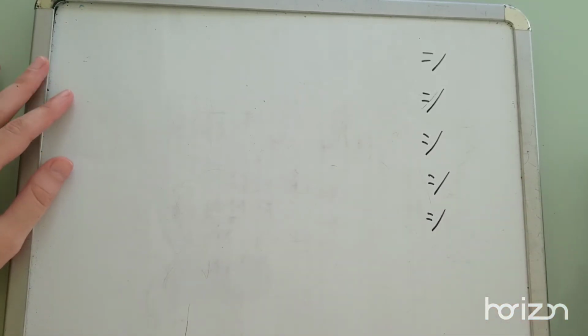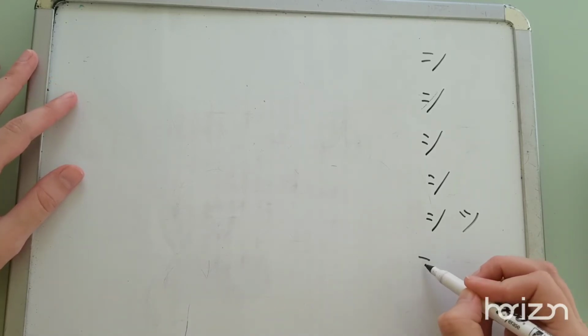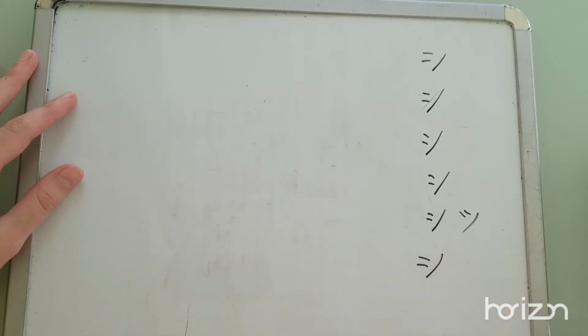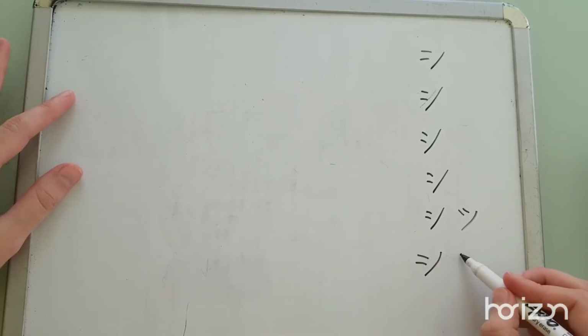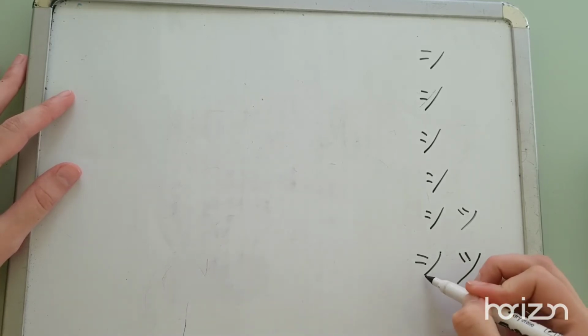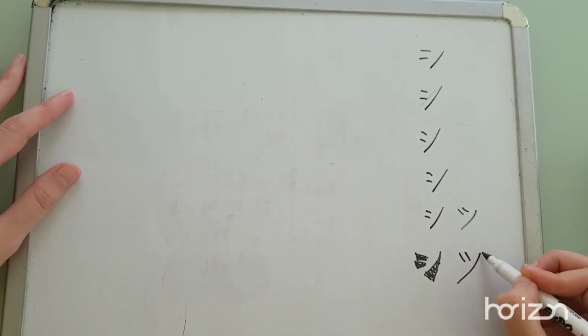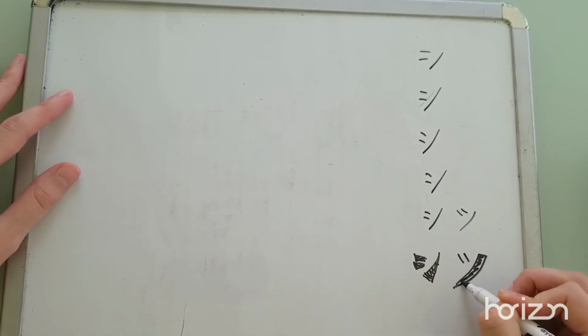Why is this tricky? It's tricky because this is tsu. It's a very subtle difference, but it's there. Shi: horizontalish, horizontalish, up from the bottom. Tsu: sideways verticalish, verticalish, down from the top. It's clearer if you have a bolded or a Gothic kind of font, because you'll be able to see that shi is thicker at the bottom and tsu is thicker at the top.